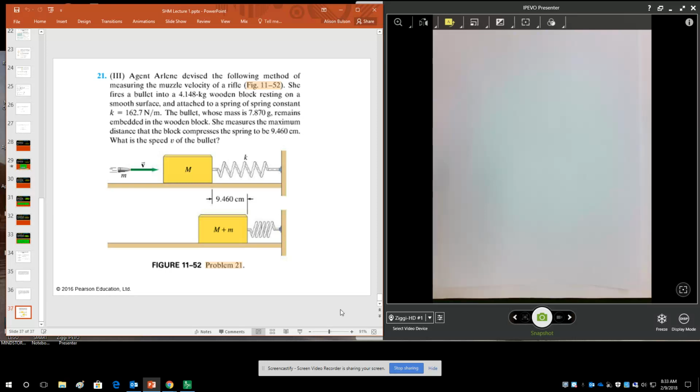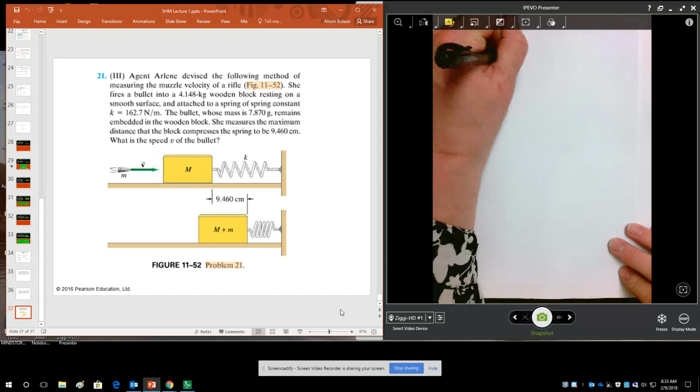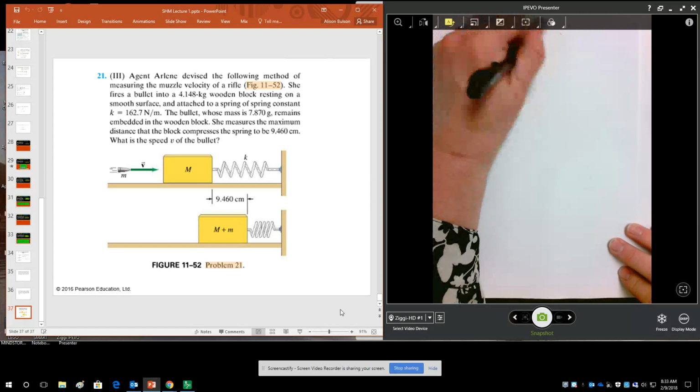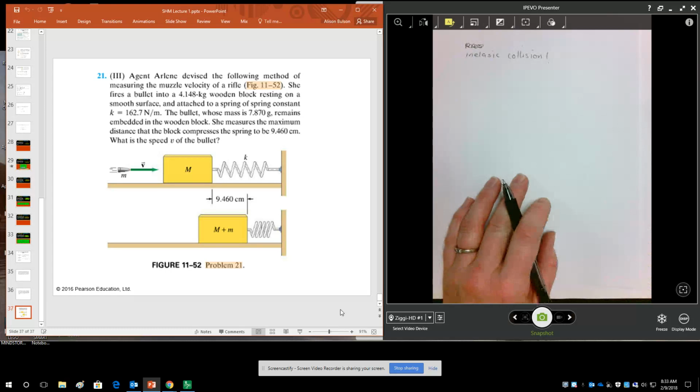Okay, so I sense a collision, especially looking at that picture. We have little m of the bullet before the collision and its starting velocity, and big M of the block, and then afterwards we have m plus M. That should trigger in your mind the idea of an inelastic collision. We have one thing moving and another thing not moving, and then they collide and stick together. The bullet remains embedded in the block, and then something else happens.